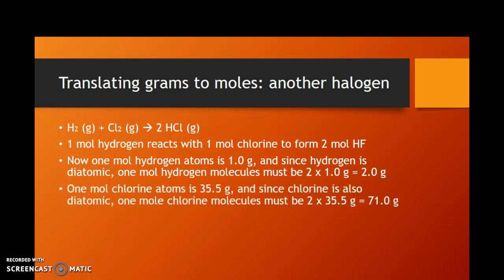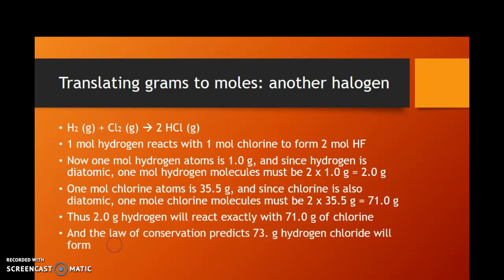And 1 mole of chlorine atoms is 35.5 grams, and since chlorine is also diatomic, we have to see 1 mole of chlorine molecules must be 71 grams. Thus, 2 grams of hydrogen will react with 71 grams of chlorine. And the law of conservation predicts then that 73 grams of hydrogen chloride will form. We could do the same with bromine or iodine.